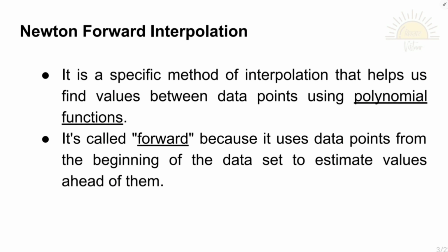Before we jump into the example, let's quickly refresh our memory about this forward interpolation method. It's the type of interpolation where we have to find the values between the data points using the polynomial equations, and it's called forward because it uses the data points from the beginning of the data set to estimate the values ahead of them. That means that the value which we have to find will lie somewhere near the base value, that is the first value of the given data table.